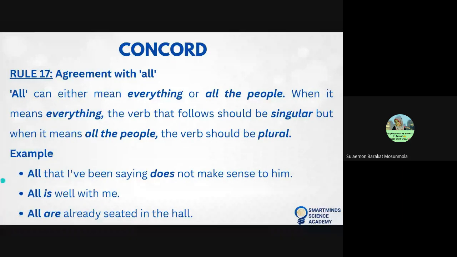So here now, all means all the people. You won't say everything now. It means all the people. All the people are already seated in the hall. Now let's see the next one.